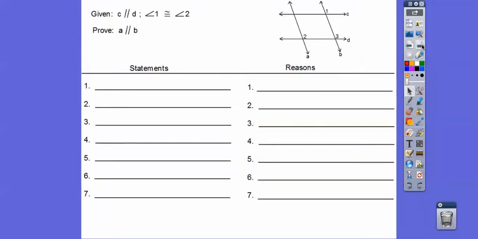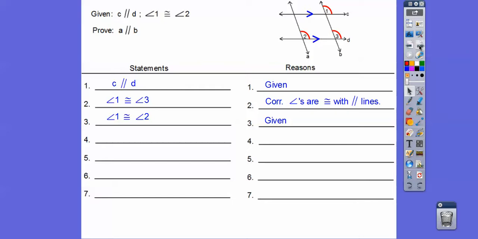Okay, here we have the top and bottom are parallel, so C is parallel to D. And then we have angle 1 is congruent to angle 2. We want to prove that these guys are parallel. So let's put the first given down, the parallel lines. And for the same reason as the last proof, these are corresponding angles, so they're equal because the lines are parallel. Okay, and now let's put this next given down: angle 1 is congruent to angle 2 right there.